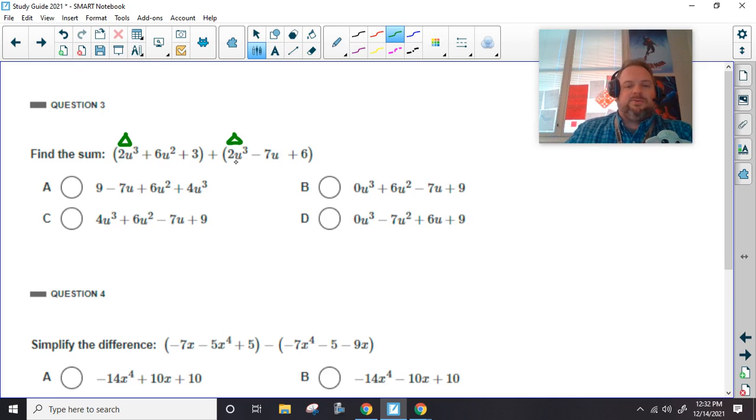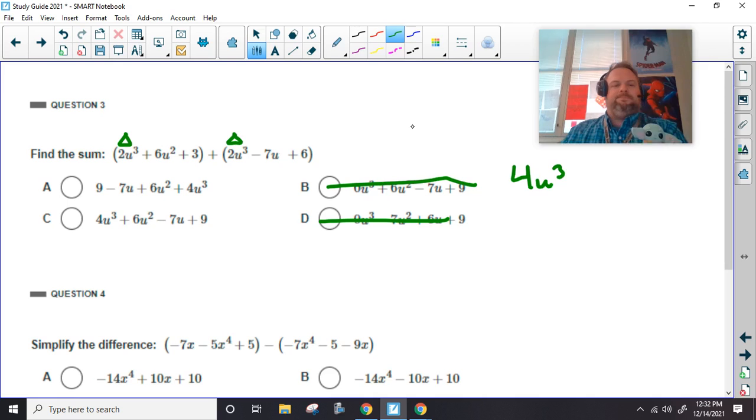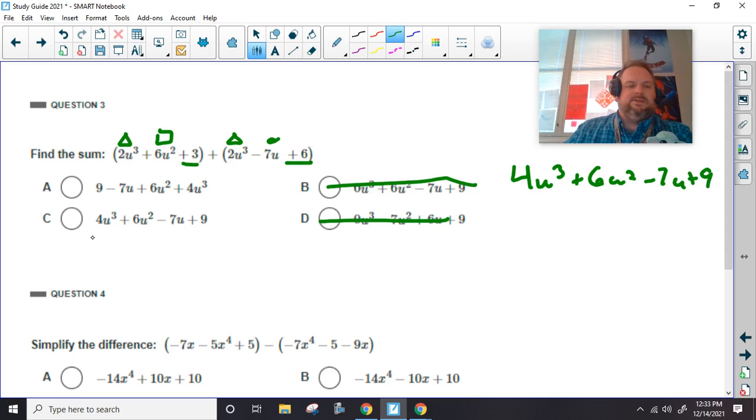So those are our first two like terms. So this is 2 plus 2. So this gives us 4u to the third. All right. That knocks that one out. And that one out. All right. This is to the second. Okay. So just this. All right. Still between those two. -7u. All right. 3 plus 6 is 9. So it would be C. Okay.